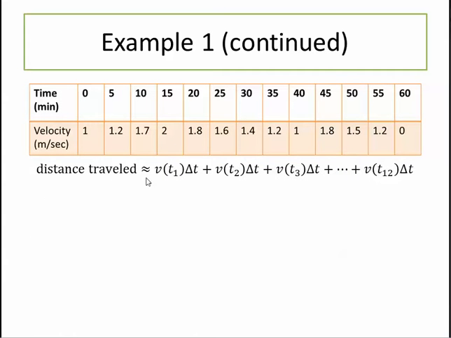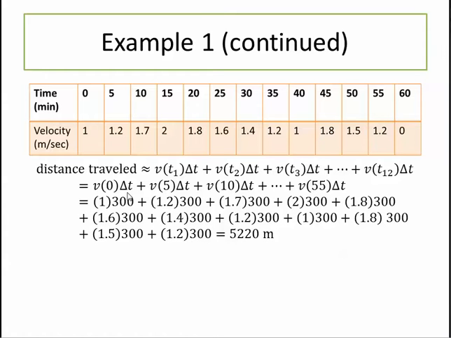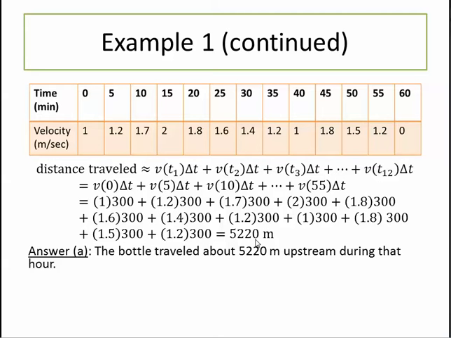Now we can calculate our total distance traveled. It's given by this formula. We know what t1, t2, t3 up to t12 are, so we plug those into the formula. Now it says evaluate your velocity at time t equals 0, so that's going to be 1, and multiply it by delta t, which is 300. And then we keep doing that for all of the points along the way, and when we do that, we see that the total distance traveled is about 5,220 meters upstream.